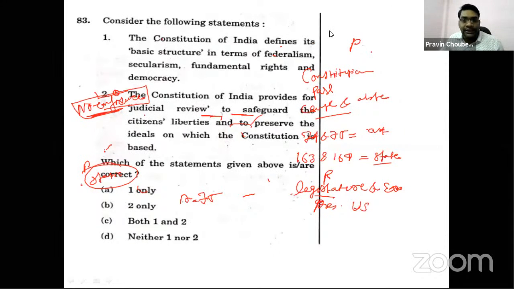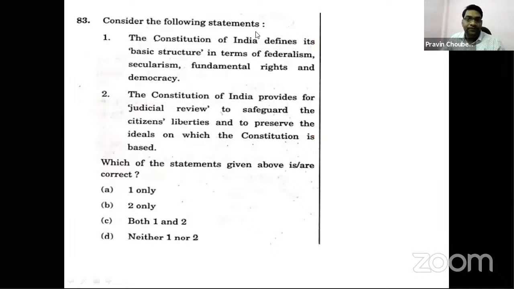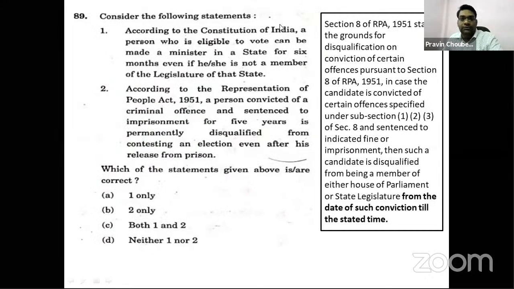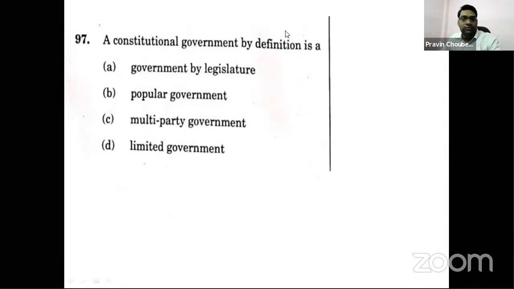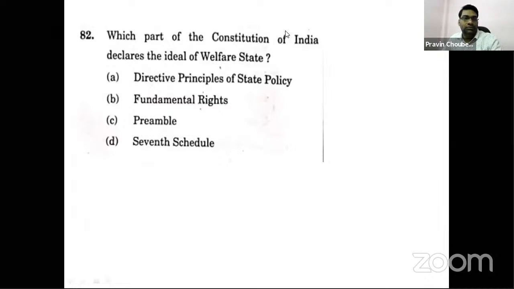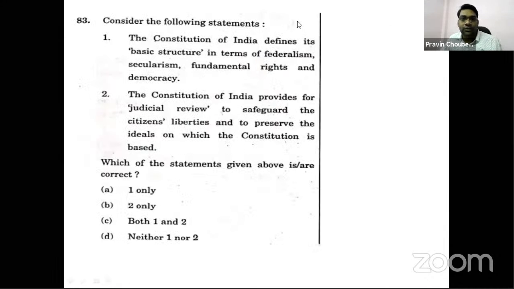Question number 83. This is from your set C. Okay. What is question number 83? See, the question is about the Constitution of India. First read the statement. Whenever you see "consider the following statements", you have to read the statements carefully. Don't rush through the statements in the exam thinking this is already read, let's solve it quickly. No. You have to read the question and statements properly.